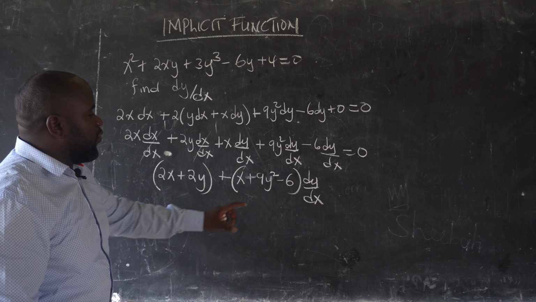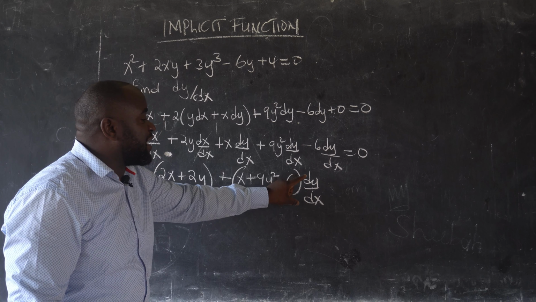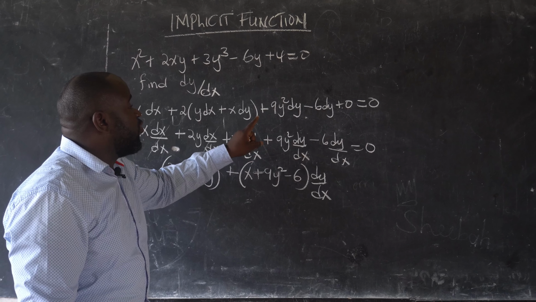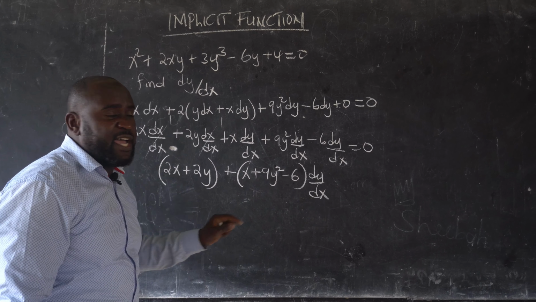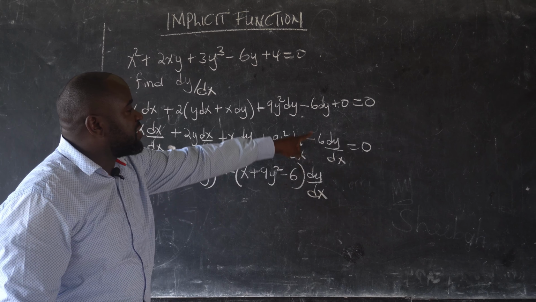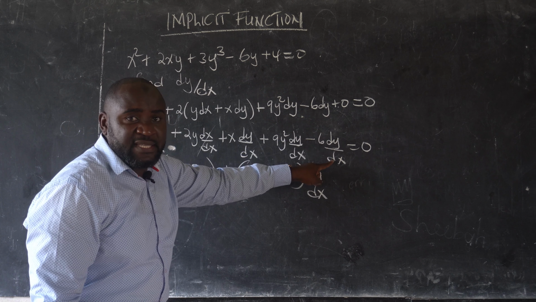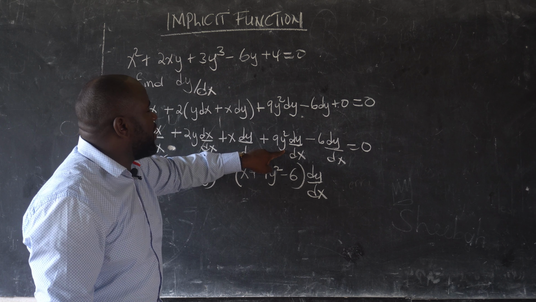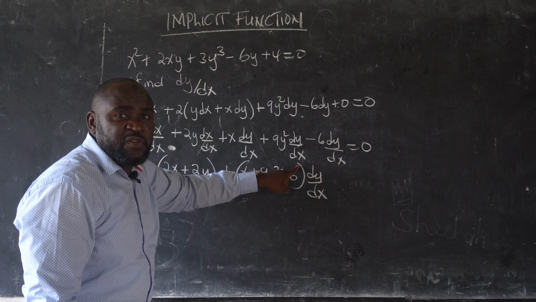In actual sense, whenever you have the differential coefficient dy dx, you have to know that at that point we must have differentiated with respect to y, or we must have differentiated y. So whenever you differentiate y, we shall attach a differential coefficient. We differentiated 6y, we got 6 with dy dx. We differentiated 3y cubed, we got 9y squared. We have attached a differential coefficient dy dx.